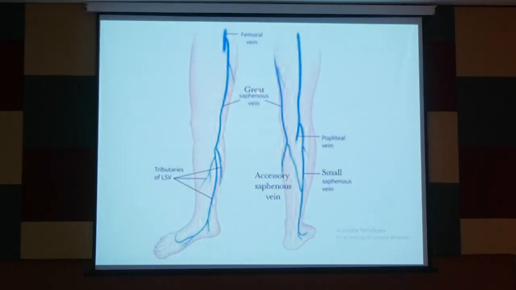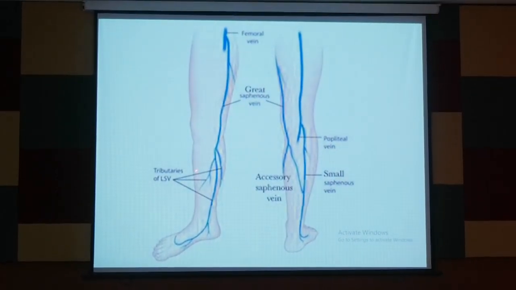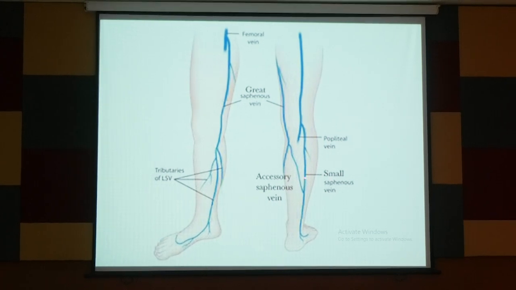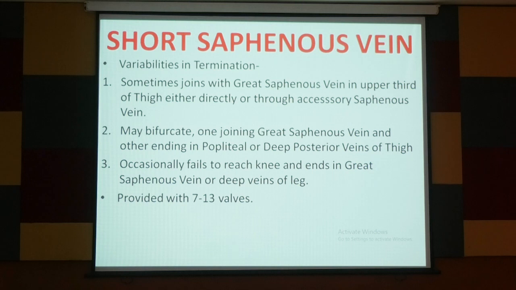Here the femoral vein, the great saphenous vein, tributary with the lower saphenous vein. Accessory saphenous vein is, and small saphenous vein is this popliteal vein. Here's the popliteal vein. This is draining here. The short saphenous vein, variability is in termination.